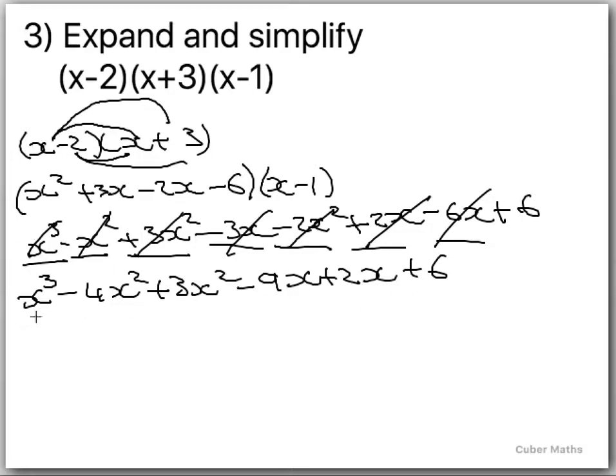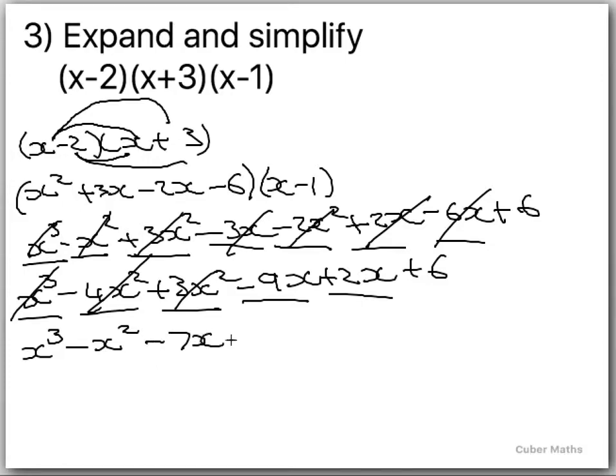We can simplify this more, so we're going to take our x cubed to begin with, cross that off. We then have minus 4x squared, add 3x squared, and that's going to cancel down to just minus x squared, cross them off. Then we've got minus 9x, add 2x, and that's going to give us minus 7x, cross them off. Then our plus 6 on the end.